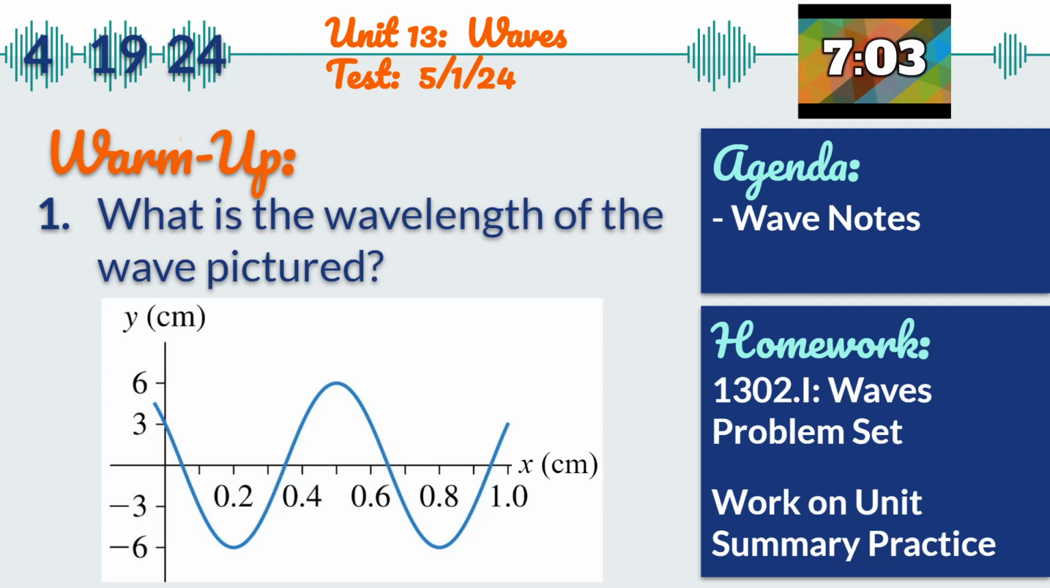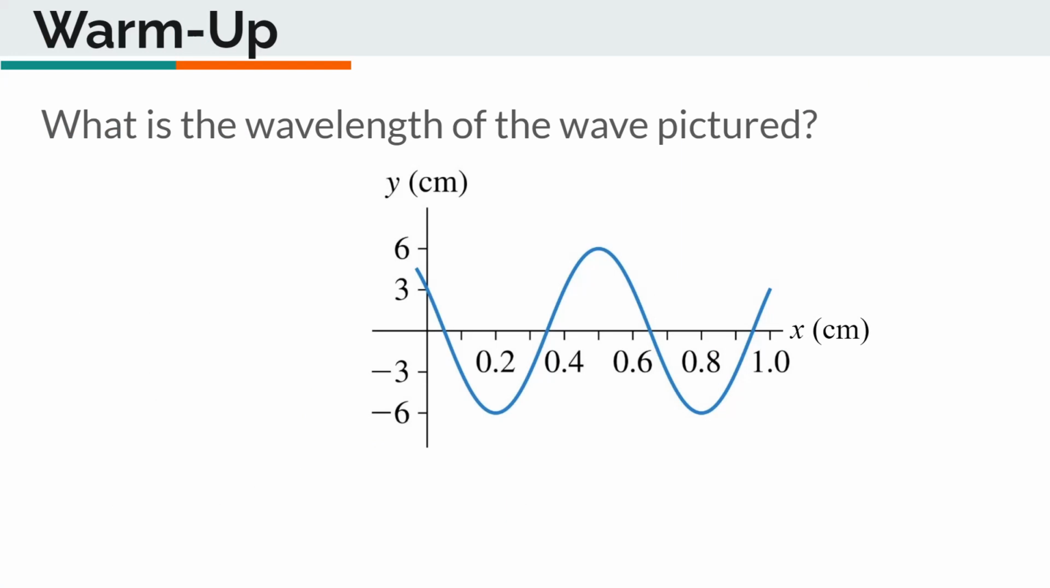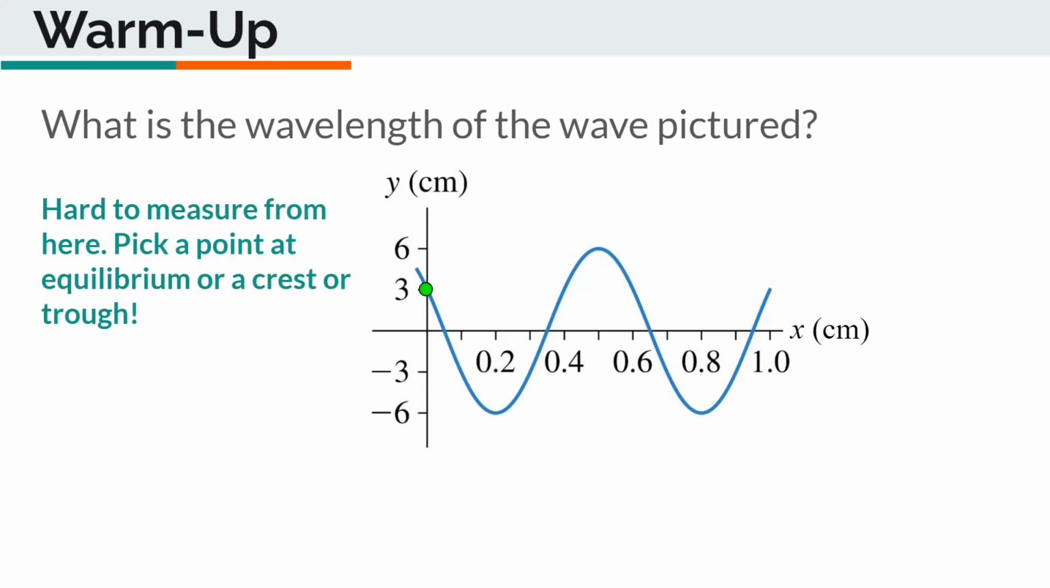Today's warm-up question says, what is the wavelength of the wave pictured? And so this is the wave that we're looking at. If I want to measure wavelength, typically we would start here and we would try to find one full wave cycle, but that's a little bit difficult to do at that position, because that position is just kind of in the middle of the wave. Could we do it? Yes. Would it be hard to tell maybe where it's at?